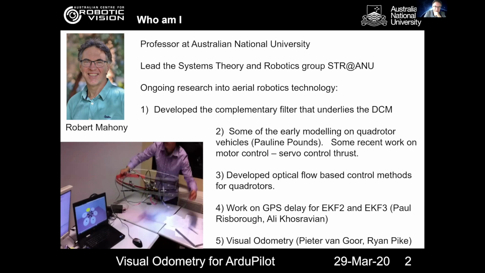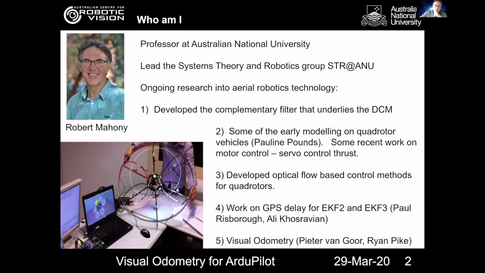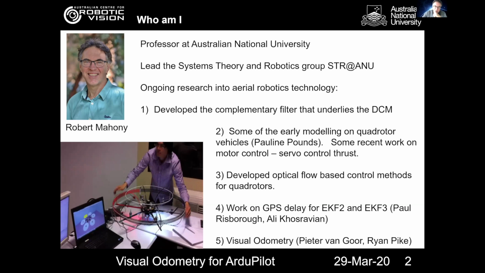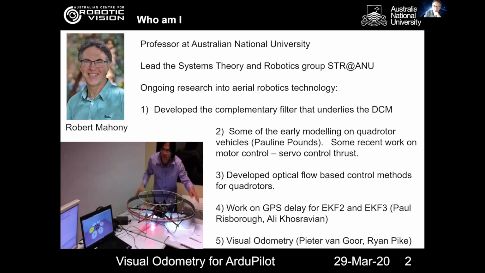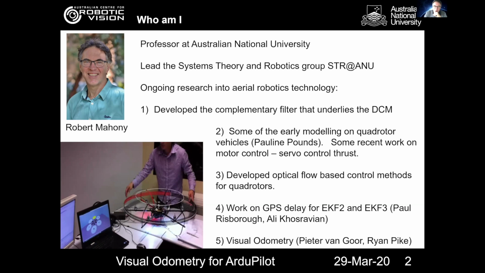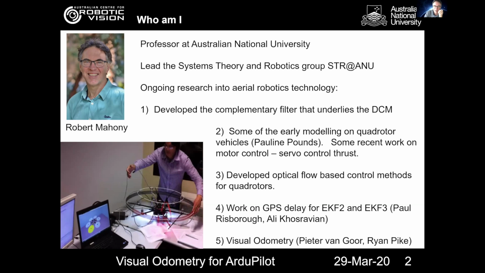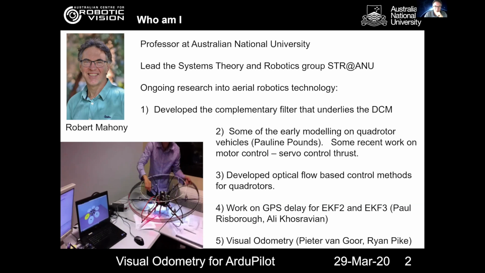In particular, it's quite cool because if you get an updraft or a downdraft, the motor servo controls the thrust on the vehicle, rather than just servo controlling the RPM of the rotors, by measuring the electrical power into the motor. We did a little bit of work on optic flow-based methods, which hasn't really crossed over into the hobby community. We've also done a little bit of work on GPS delay with Paul Risborough. Some of the way that GPS delay is handled in the EKF2s and 3s, if I understand, is based on some of our work. And I've got interested recently in visual odometry, and that's what we wanted to talk a little bit about.